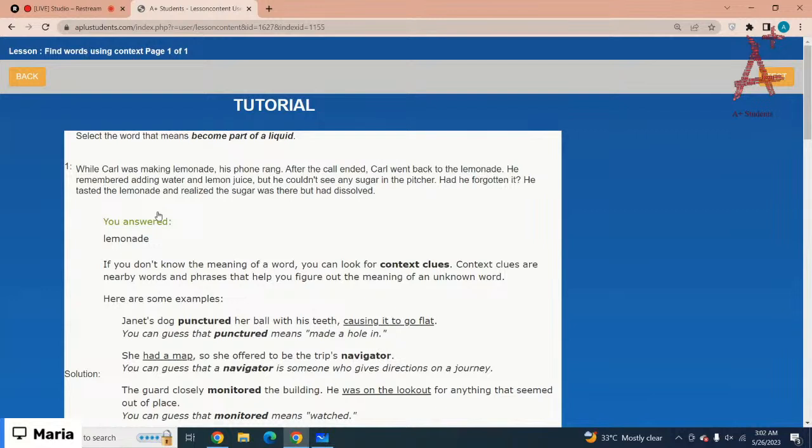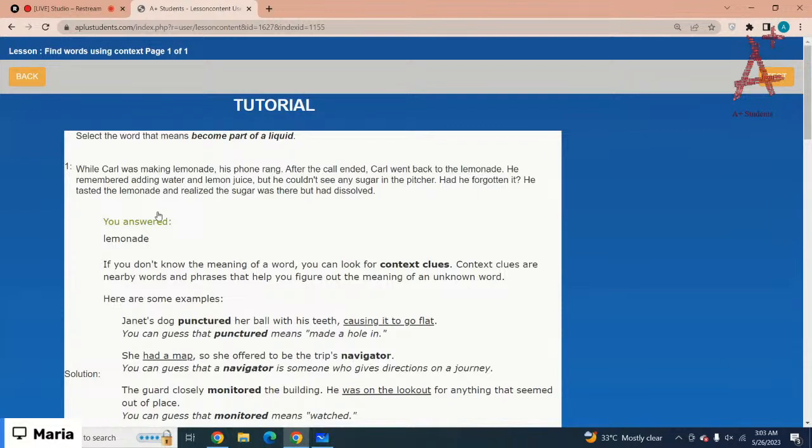Just look at the first example. Select the word that means become part of a liquid. You have to select the word that has the meaning become part of a liquid. Let me read the paragraph. While Carl was making lemonade, his phone rang. After the call ended, Carl came back to the lemonade. He remembered adding water and lemon juice, but he couldn't see any sugar in the pitcher. Had he forgotten it? He tasted the lemonade and realized that the sugar was there but had dissolved.